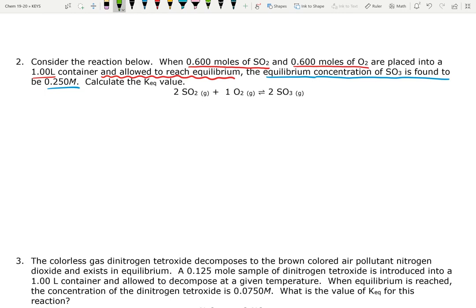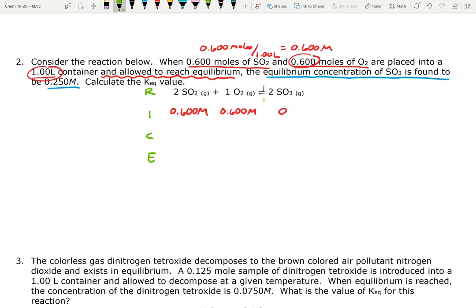Let's go ahead and fill in our RICE table. It's my reaction. It's actually a balanced formula already. Initial, change, and equilibrium again. I'll put in my initial amounts here in red. So I have 0.6 moles of SO2 in a 1 liter container. Well, 0.6 moles over 1 liter, this isn't real hard mental math, that's 0.6 moles per liter. So when you divide by 1 liter, it doesn't change the answer much, right? And so for SO2, 0.600 moles per liter. For oxygen, also 0.600 moles per liter. That's what they put in the container at the beginning. They didn't put any SO3 in there, so that's going to start out as a 0.